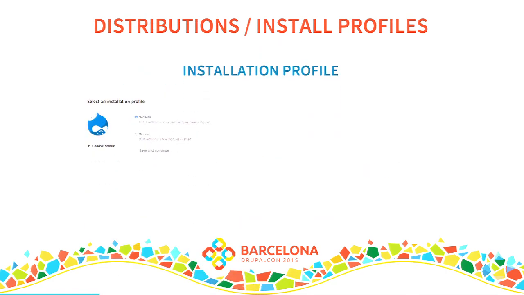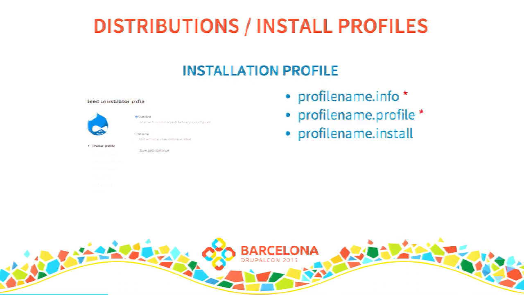So let's start with installation profiles. You've all seen them. By default, you have the standard and minimum installation profile. And to develop these, you have an info and a profile file. The profile file is like the module file for modules. These two are required. And then you can also add an install file that can manipulate the installation process.